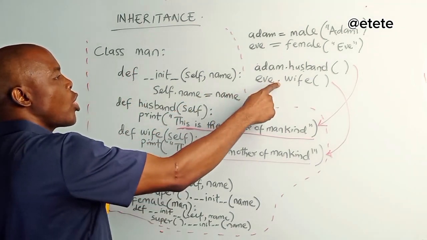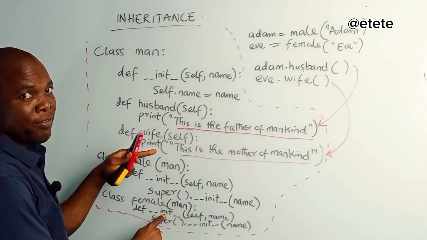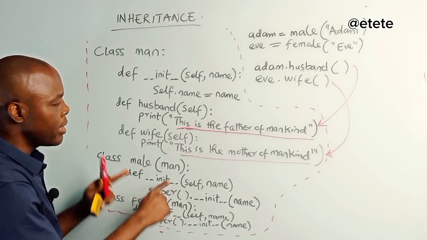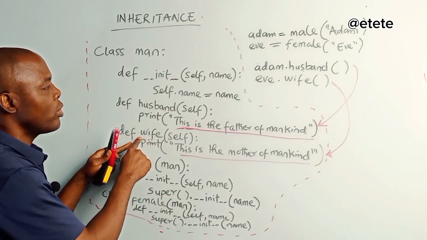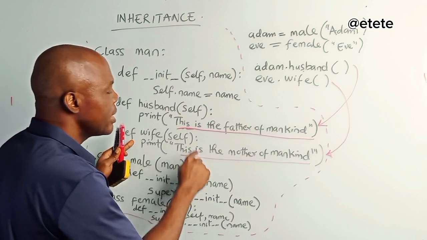So when you are now calling the wife method, it will also check inside this place. It will not see the wife method. Then it will move to the parent class because it now sees that the parent is man. So it will now come here and it will see the wife method. So you will supply Eve to self, and then it will come in here and print, this is the mother of mankind.